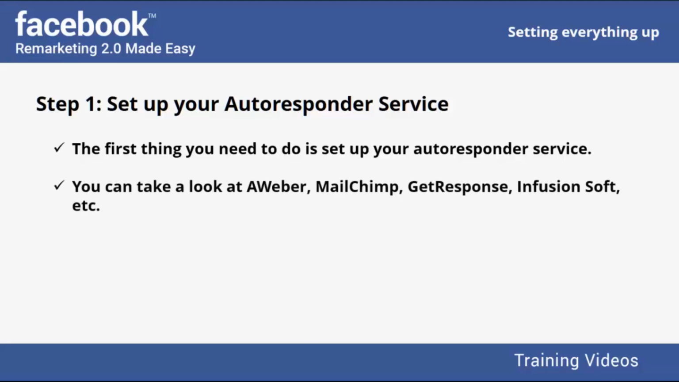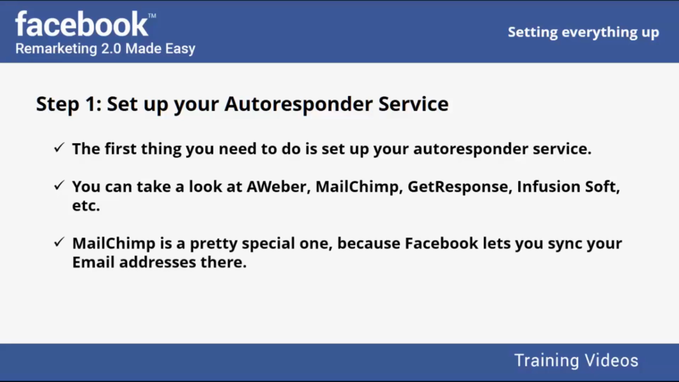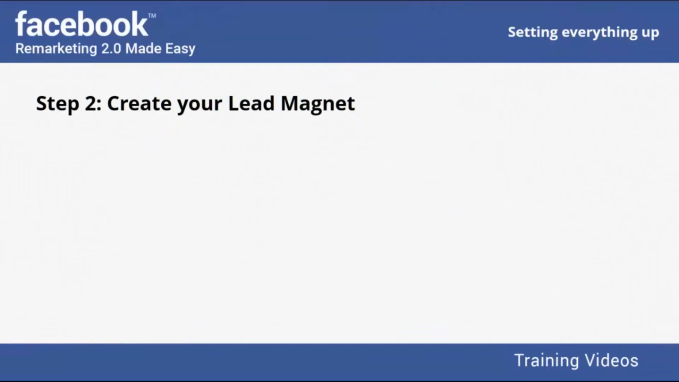You could take a look at Aweber, MailChimp, GetResponse, Infusionsoft, etc. All these have amazing plans from which you can choose. MailChimp is a pretty special one because Facebook lets you sync your email addresses there and create your custom audience automatically.